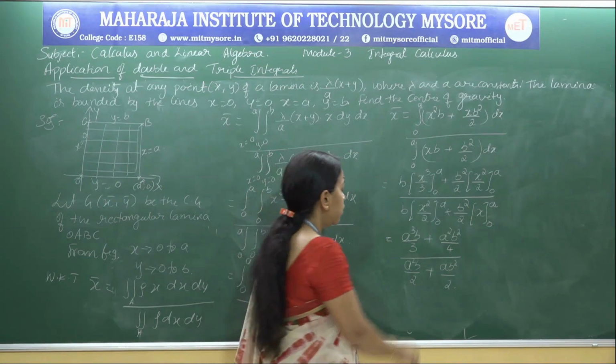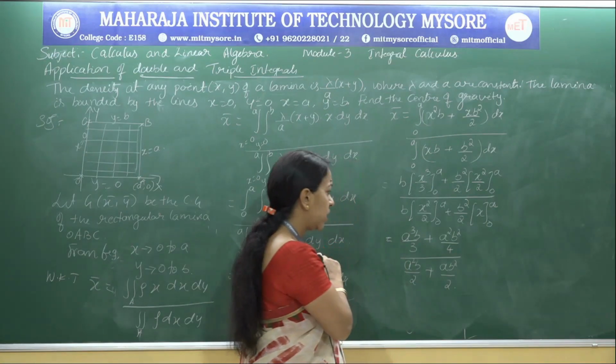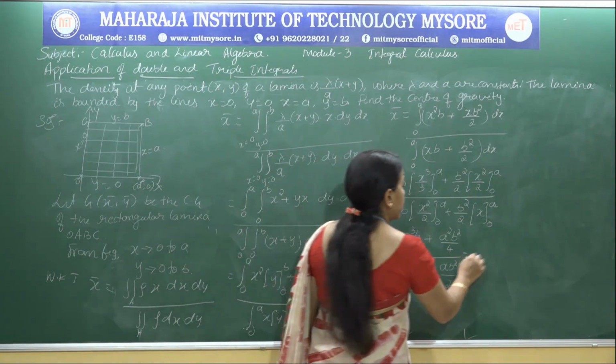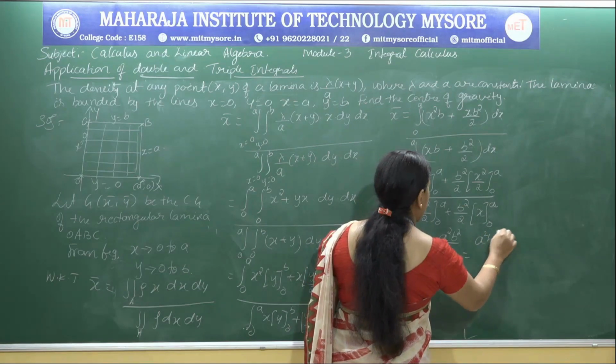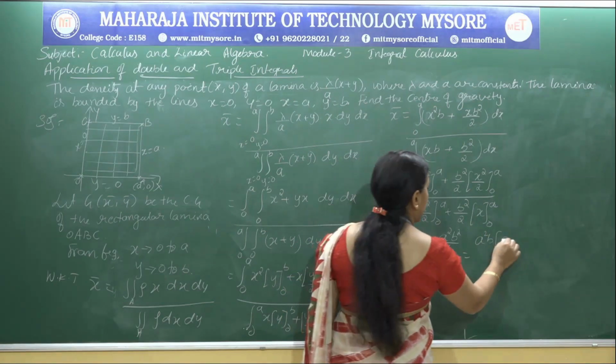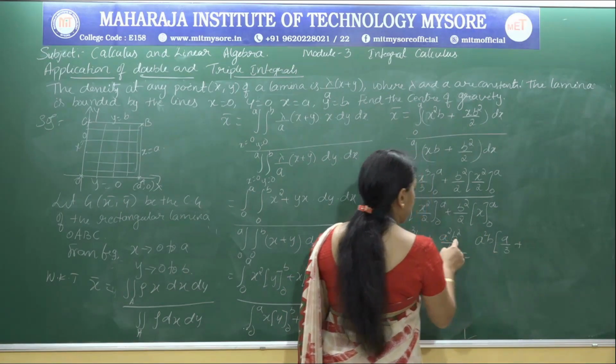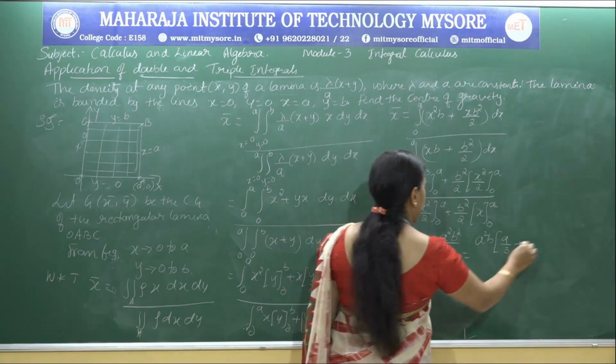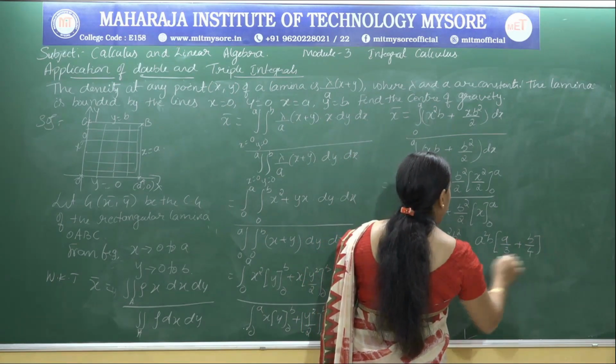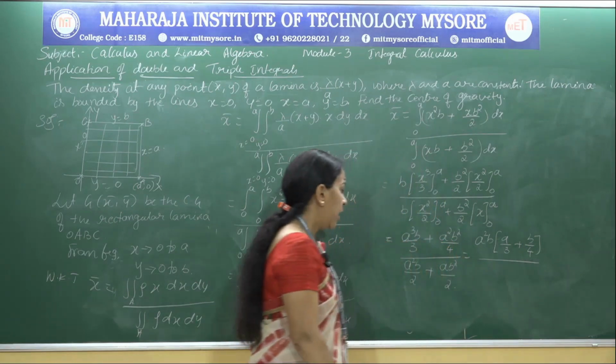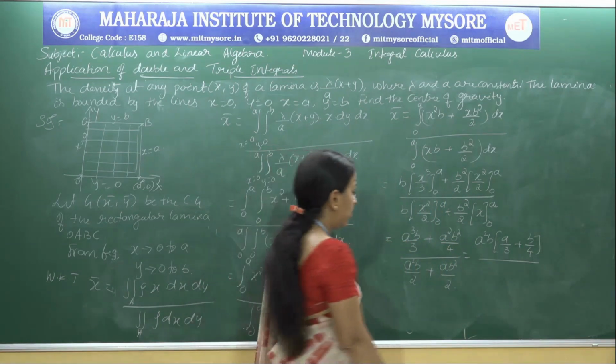Okay, now simplify this. In the numerator I can take out a square b common, so that here we remain with a by 3 and here we remain with b by 4. In the denominator I can take out ab by 2 common.